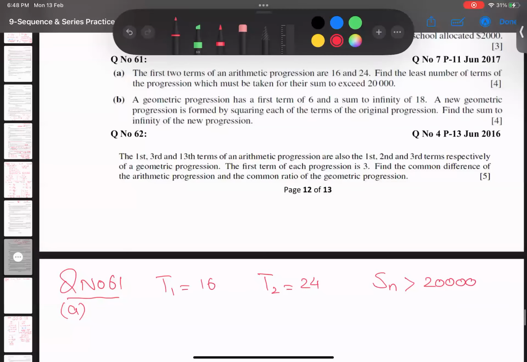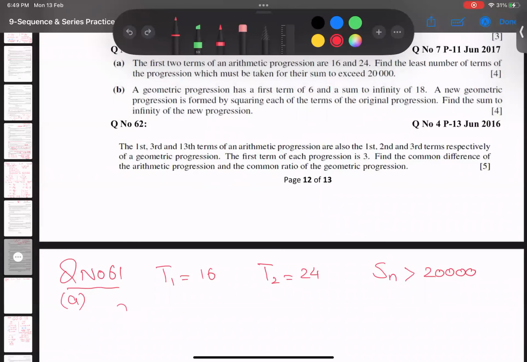I'm discussing now June 2017, 11 variant, question number 7. So have a look here. The first two terms of the AP are 16 and 24. It means T1 and T2 are mentioned. We have to find the least number of terms of the progression which must be taken for the sum to exceed 20,000. Exceed means Sn is bigger than 20,000. So we have to find that least number. Okay, have a look at how we can find it.